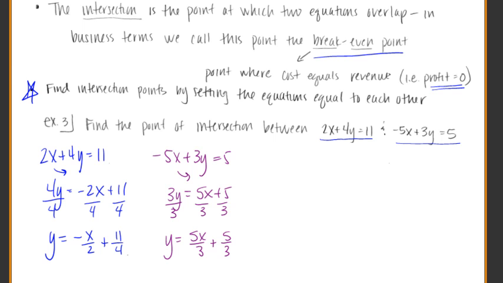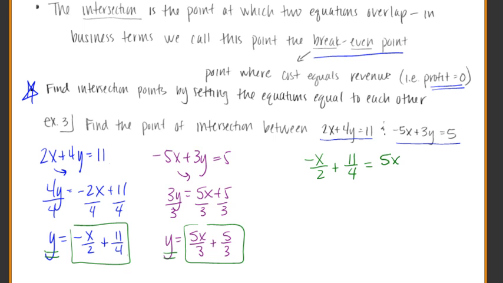Okay, so you know how here on the left we have an equation that basically says y equals this, and then we have another one that says y equals this. Because they're now in the form of y equals and y equals, we can take the two parts on the right and set them equal to each other. So negative x over 2 plus 11 over 4 is equal to 5x over 3 plus 5 over 3. Just like that. And this is what you're going to do every single time. Take those two equations, make sure they're solved for the same variable, set the other parts equal to each other, and then just solve.